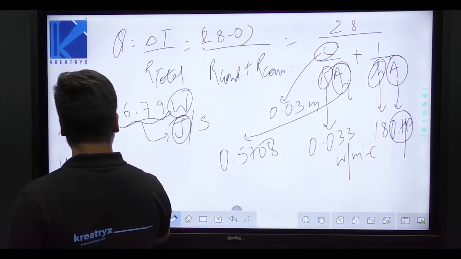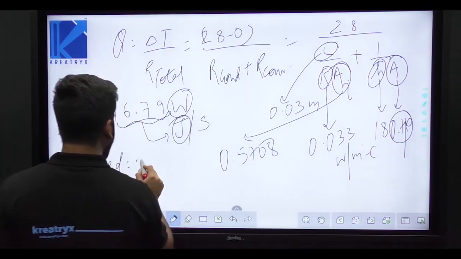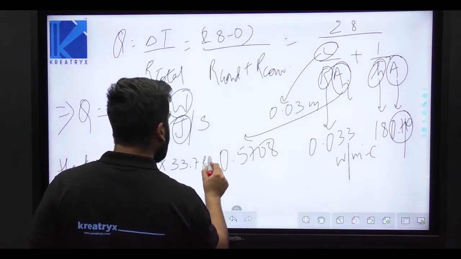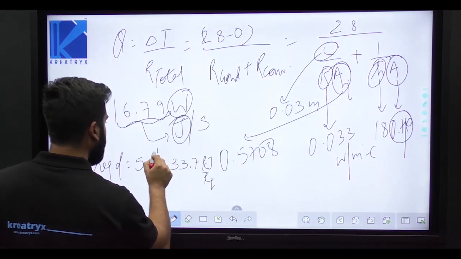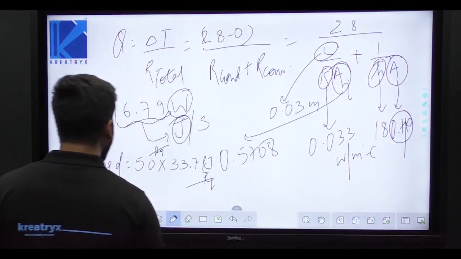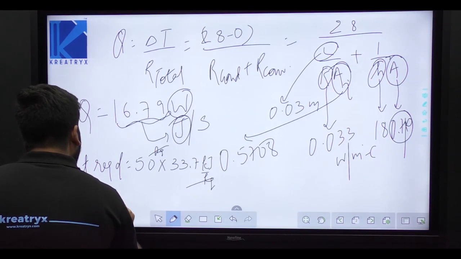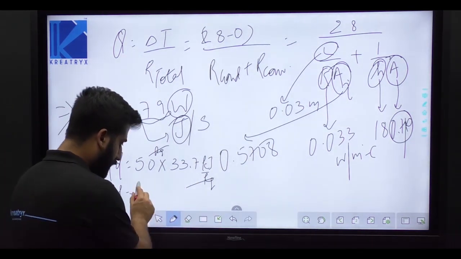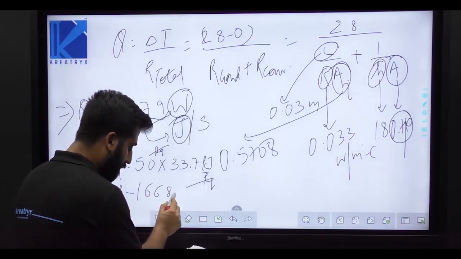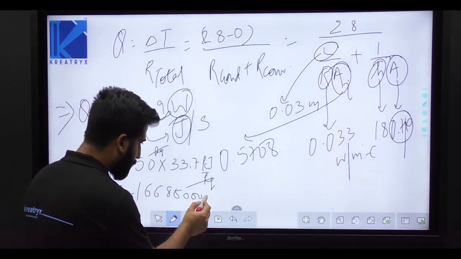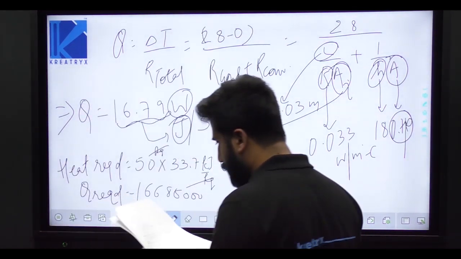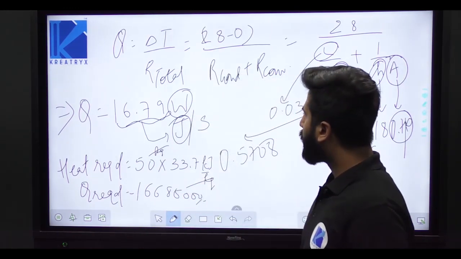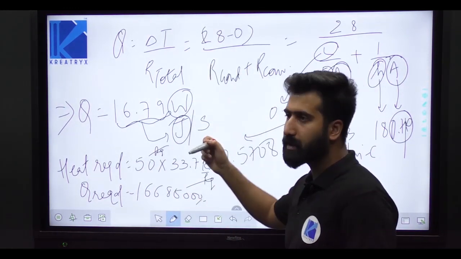Heat required to melt all the ice is 50 kilograms into 333.7 kilojoule per kg. This kg gets cancelled out. Q required comes out to be a big number, which is 16685000, and the value is in joules. Do the calculation. So this is the required heat.